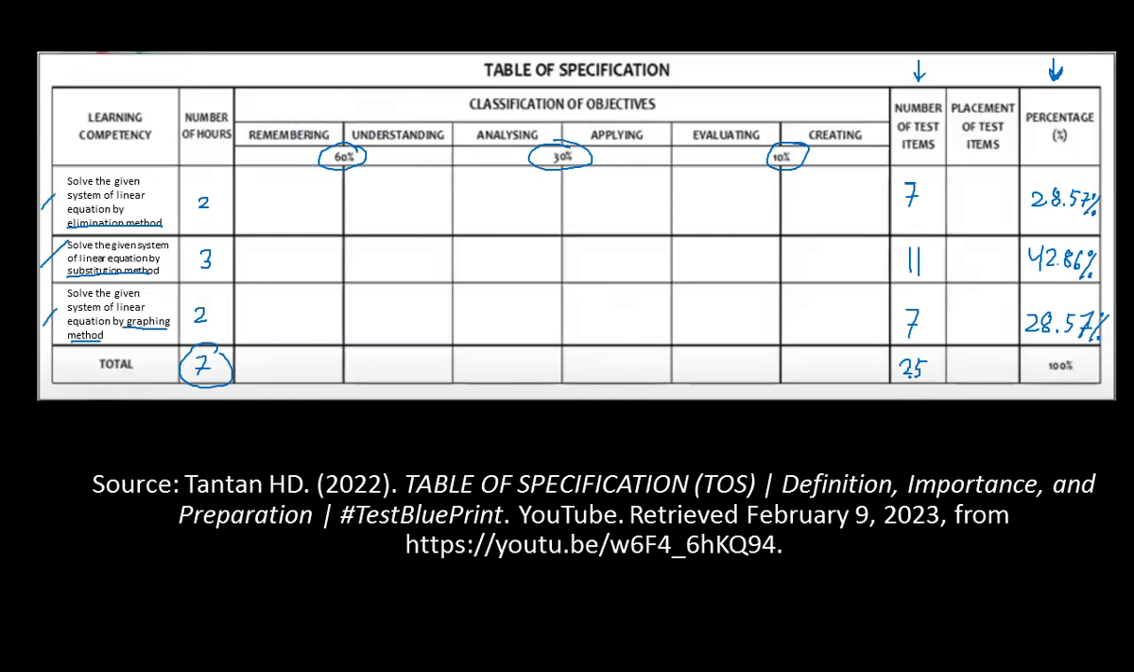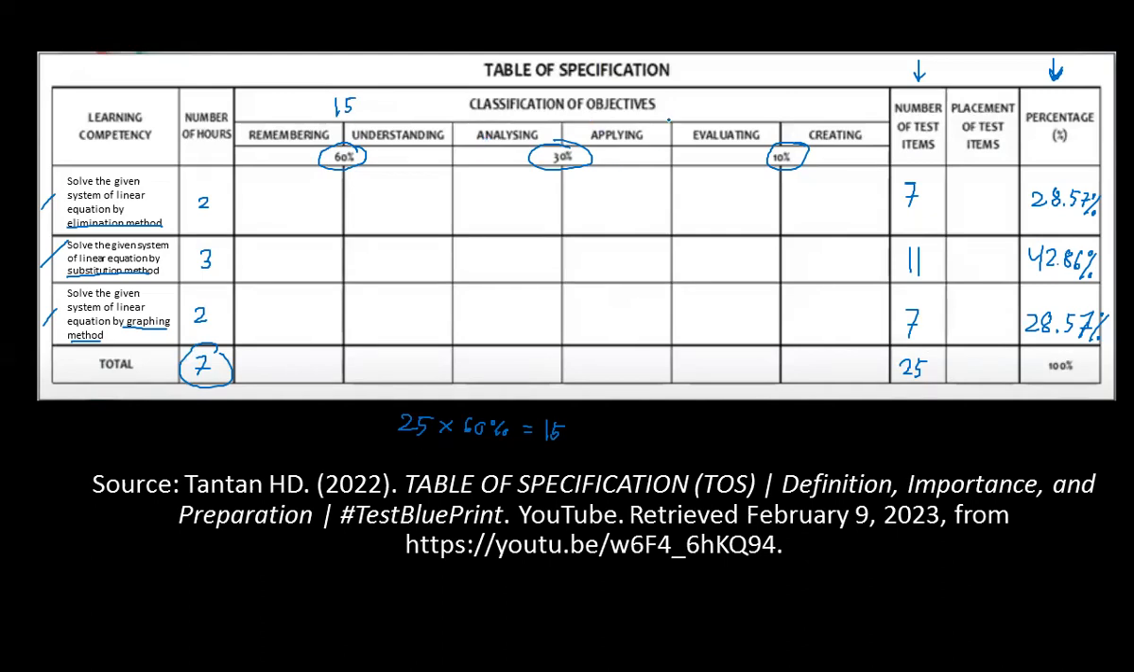Yun yung number of test items ko sa quiz, di ba? 25. So, dapat 60% ng 25 questions ay pang remembering and understanding. So, ilan kaya yun? Basically, gagawin mo is you will multiply 25 by 60%. So, 25 times 60%, you have exactly 15. Ibig sabihin nun, out of 25 questions, there are 15 questions na pang-remembering and understanding.